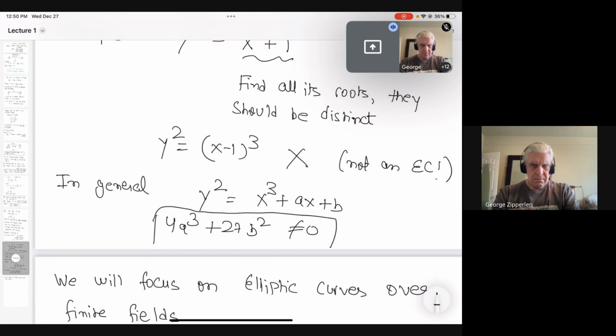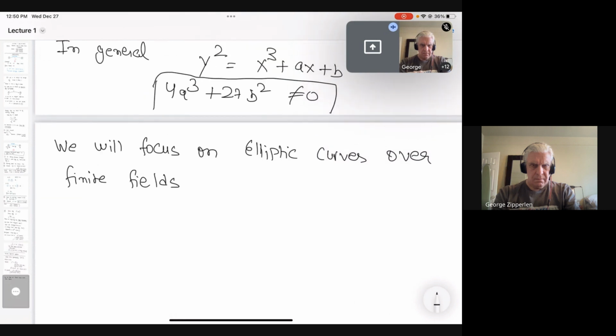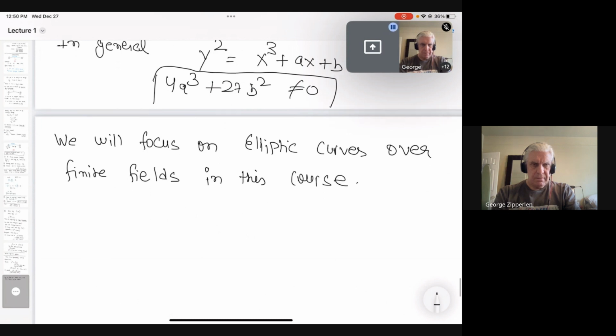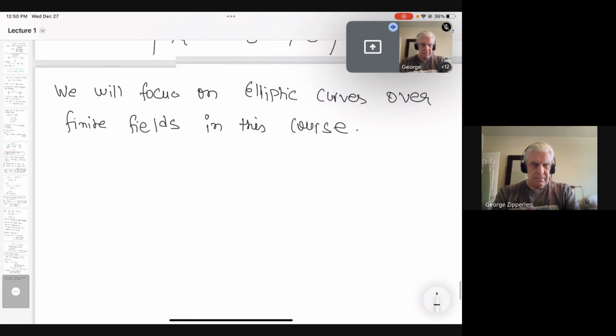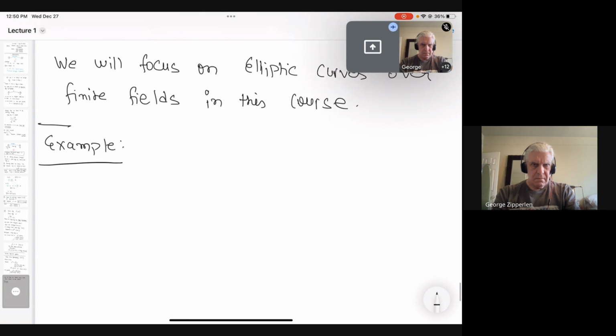So this is an equation, right? And I'm looking at solutions over these finite fields. I'll just give an example in a few minutes just to illustrate what I'm saying. So we'll focus on elliptic curves over finite fields in this course. So let's take an example of what I mean by this. So let's take this equation, for example, and this is straight from the textbook.